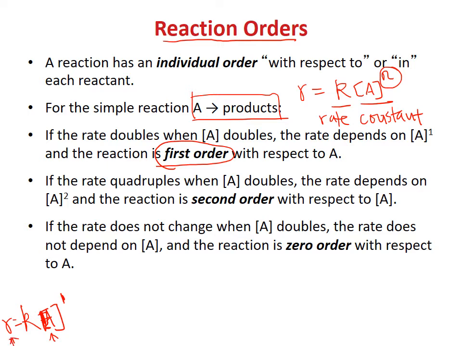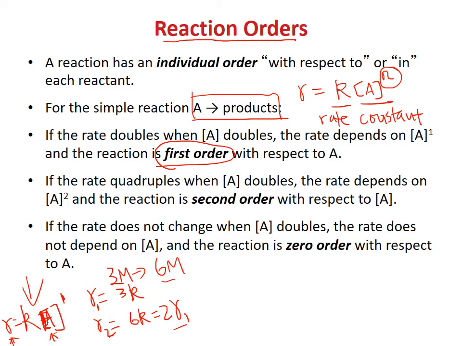It's linear. For example, if the reactant's concentration is 3 molarity, then according to this equation, the reaction rate is K times 3, so 3K. Now, if the concentration increases to 6 molarity, then the reaction rate becomes K times 6, so 6K, which is twice the initial reaction rate. So if this is R1, this is R2. You see R2 is twice R1. If the concentration increases twice, the reaction rate also doubles.